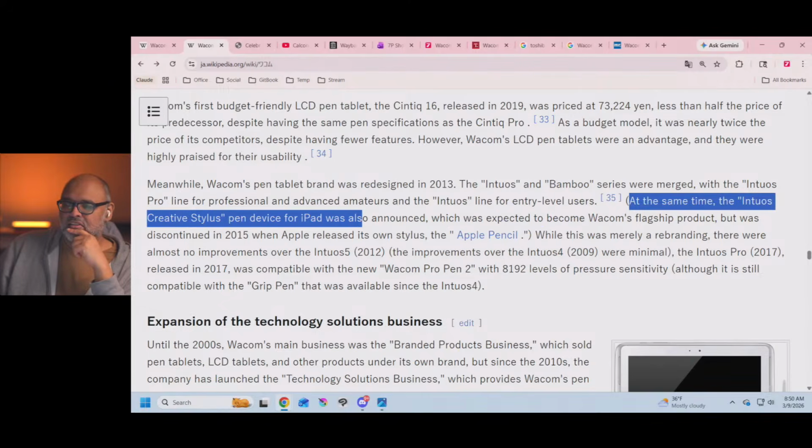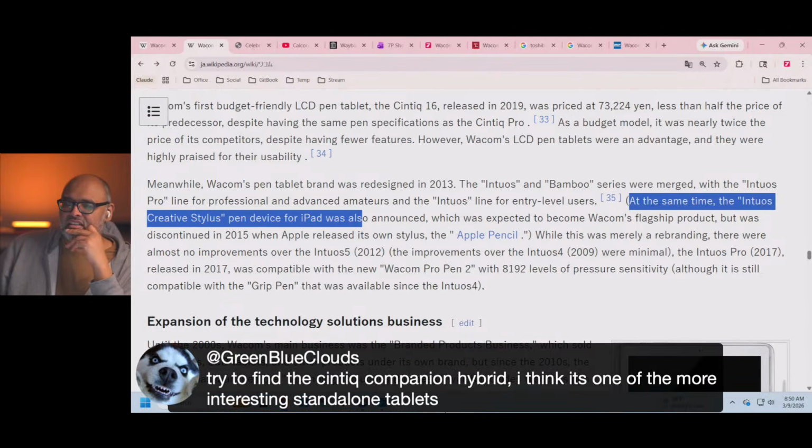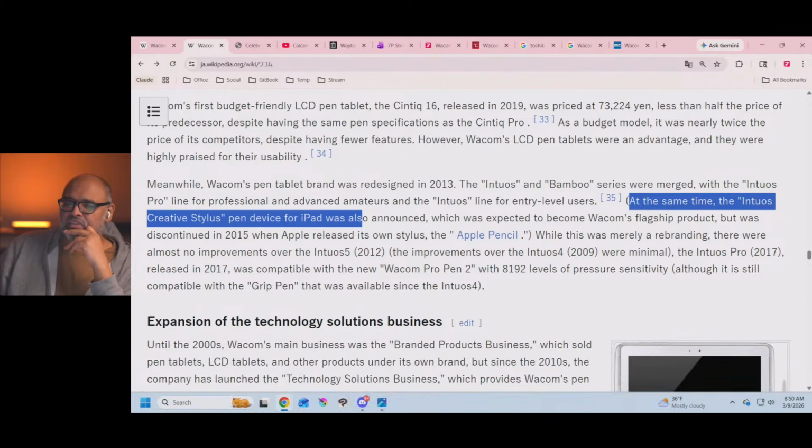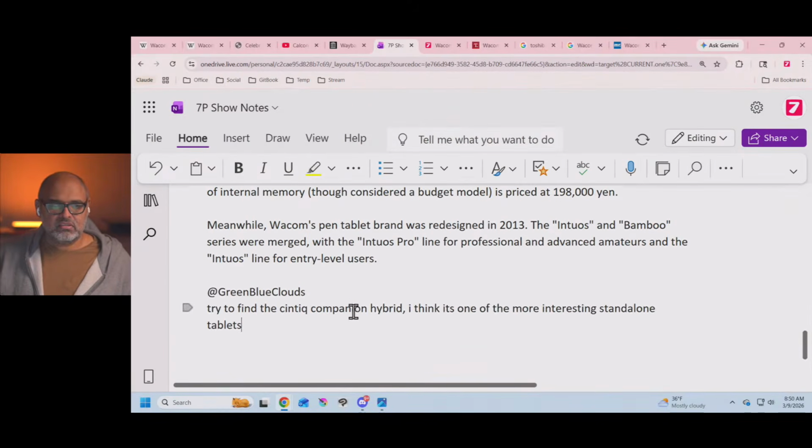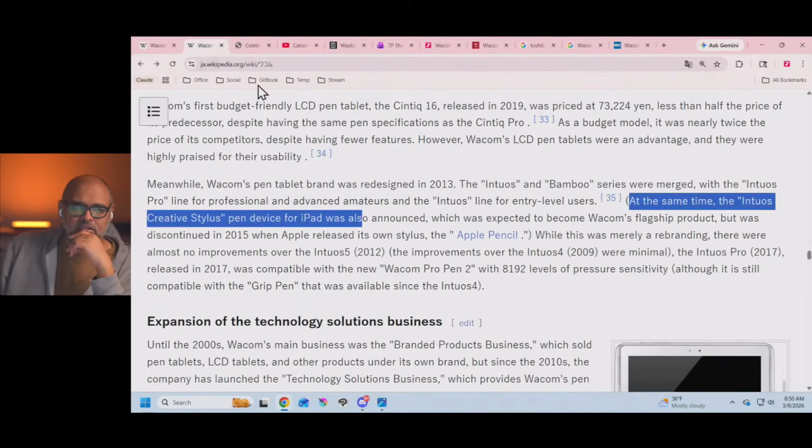Let's see, Green Blue Cloud says, try to find the Cintiq Companion Hybrid. I think it's one of the more interesting standalone tablets. Okay, I will check. That's an Android tablet, right? Let me put that in my notes here.